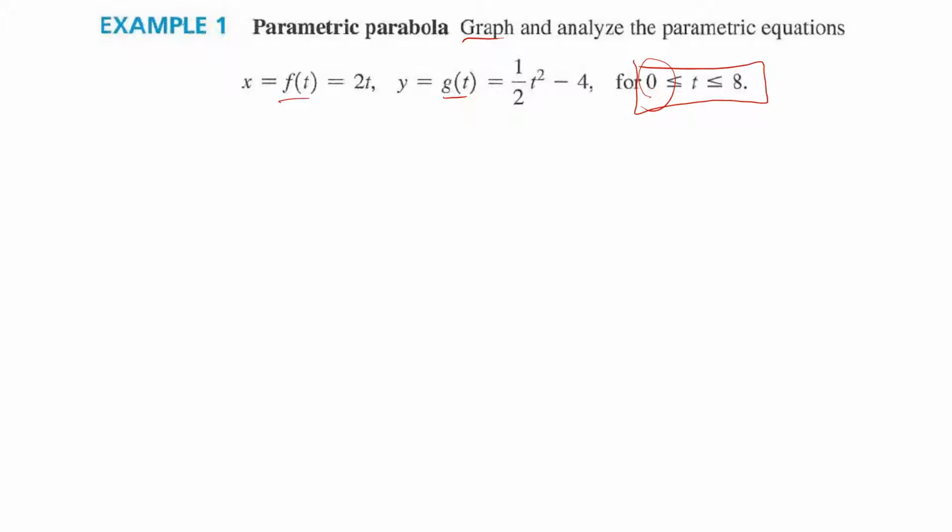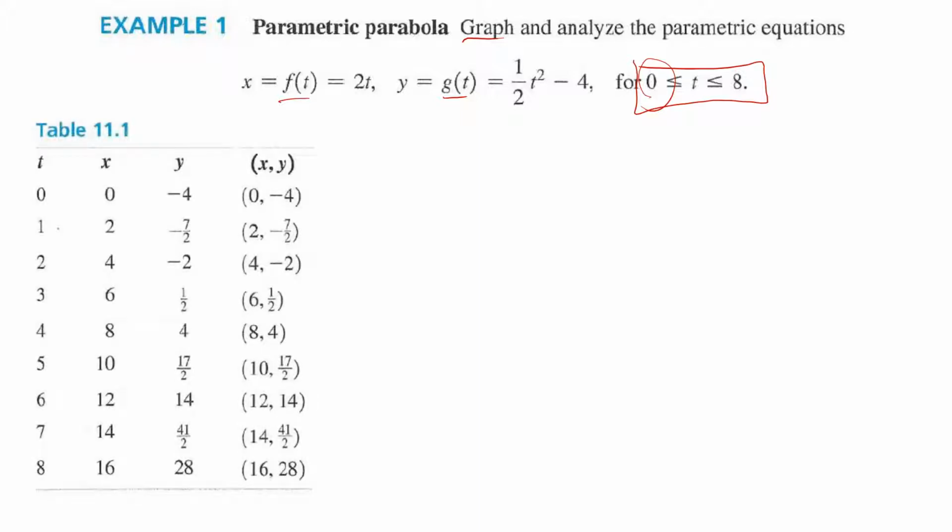So we plug in 0, we get the point 0, comma, negative 4. Plug in 1, we're going to get the point 2, comma, 1/2 minus 4, that's negative 3.5. Plug in t equals 2, we're going to get 4 times 2 squared divided by 2, that's 2 minus 4 is negative 2. We're going to get 4, negative 2. So we can plug in all of those values from 0 to 8 to get a bunch of ordered pairs.